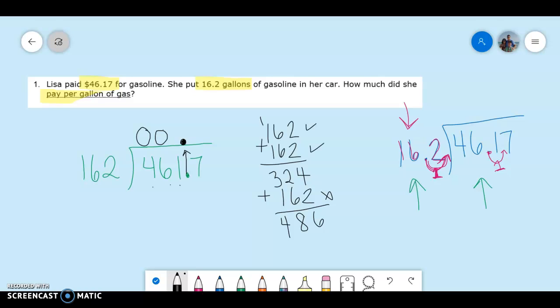So it's only going to be 1, 2. So right above this 1 right here, I'm going to put a 2. Please be sure to line up your digits over these spaces. Okay, that's what matters in division. That tells me where my decimal goes.